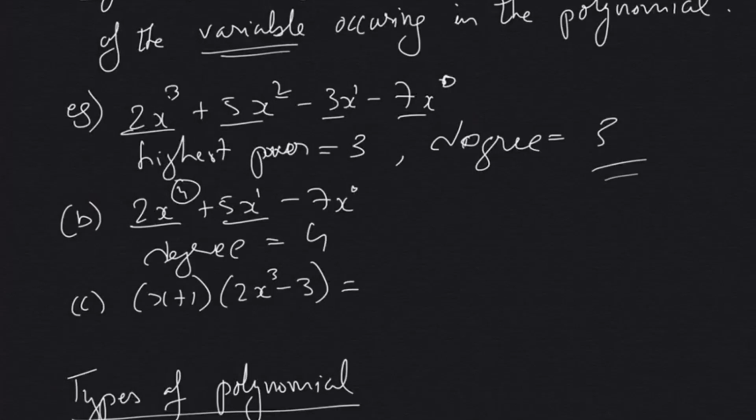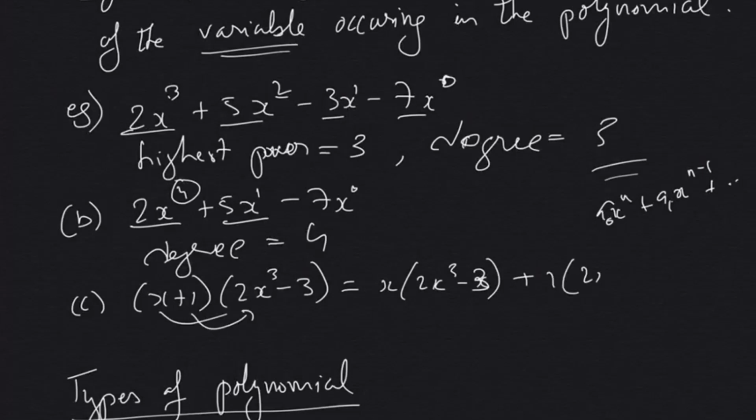The third expression is not, as we studied in the previous video, in the standard form of a naught x power n plus a1 x power n minus 1, where all the terms are written independently. So we'll have to do some steps here, that is, multiply. That is going to be x into 2x cubed minus 3 plus 1 into 2x cubed minus 3. So only after we convert the polynomial into the standard form can we identify the degree.